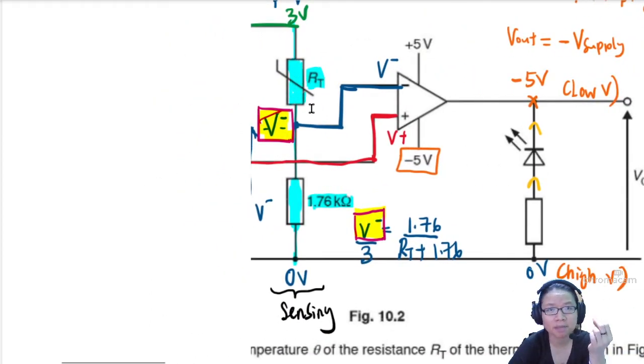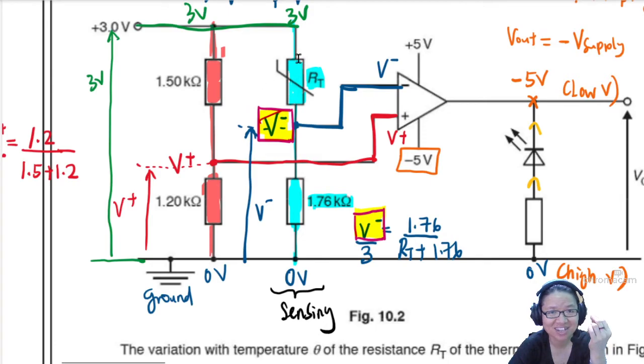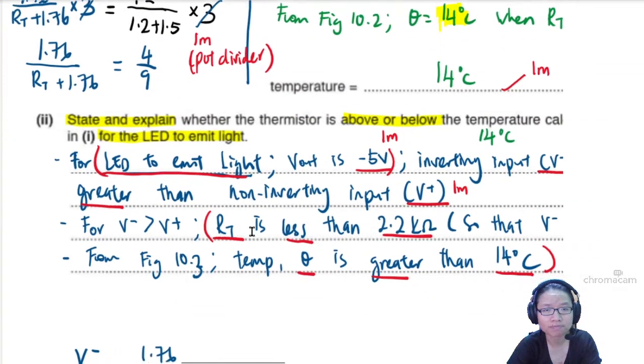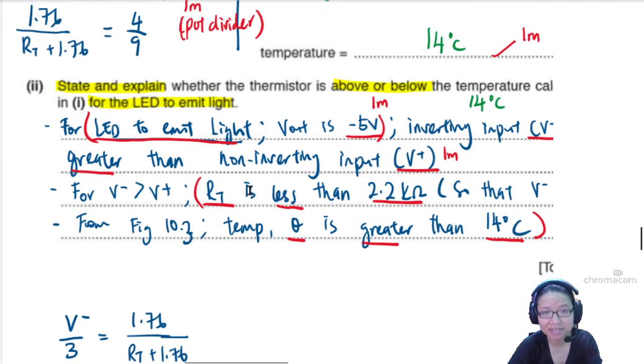Okay, we put RT up here. Whoa, look at this blank space. We put RT up here. This RT will take a less proportion. Less of the potential difference, leaving more for V minus. They share. If RT takes less, then V minus will have more. So if V minus has more, when RT is less, when temperature is hotter. You can tell from the graph. Okay, so that's it for the question.